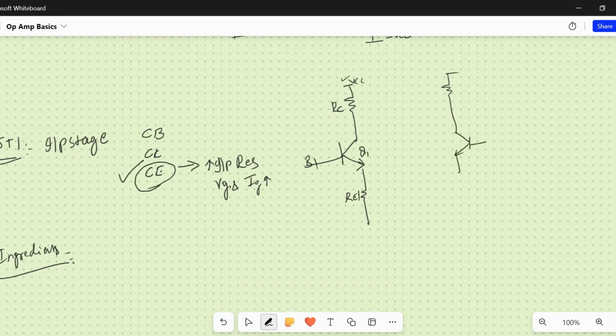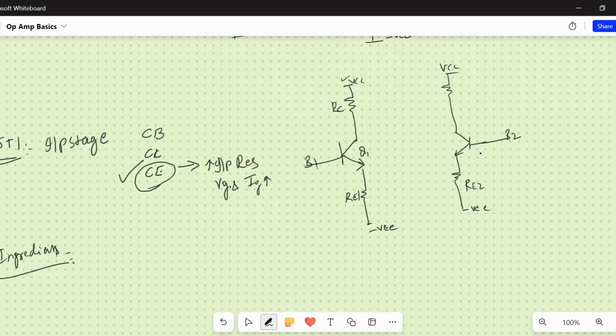Similar common emitter configuration. This is called RE2. This is called B2. And this is VCC. And here minus VEE. So we have to arrange these two in such a way that we're going to get two-port configurations or common emitter configurations.